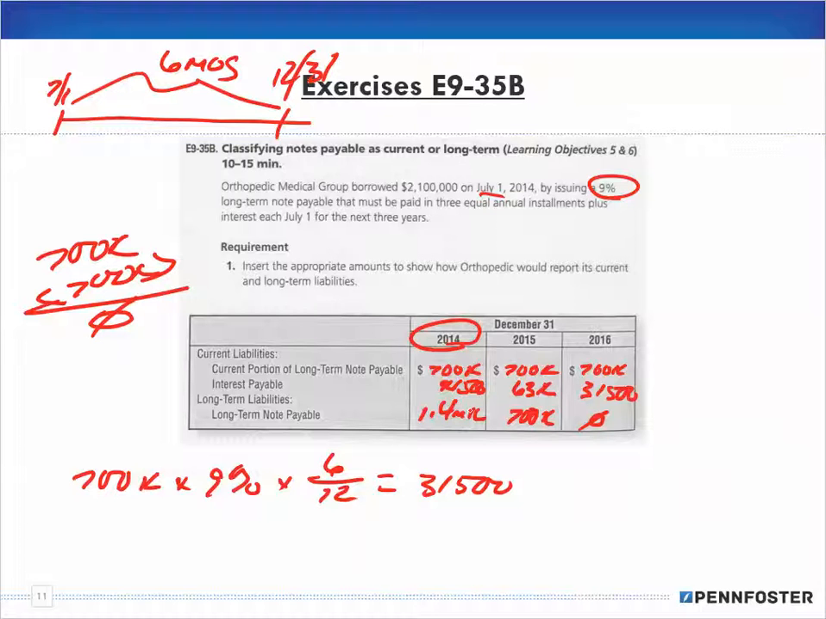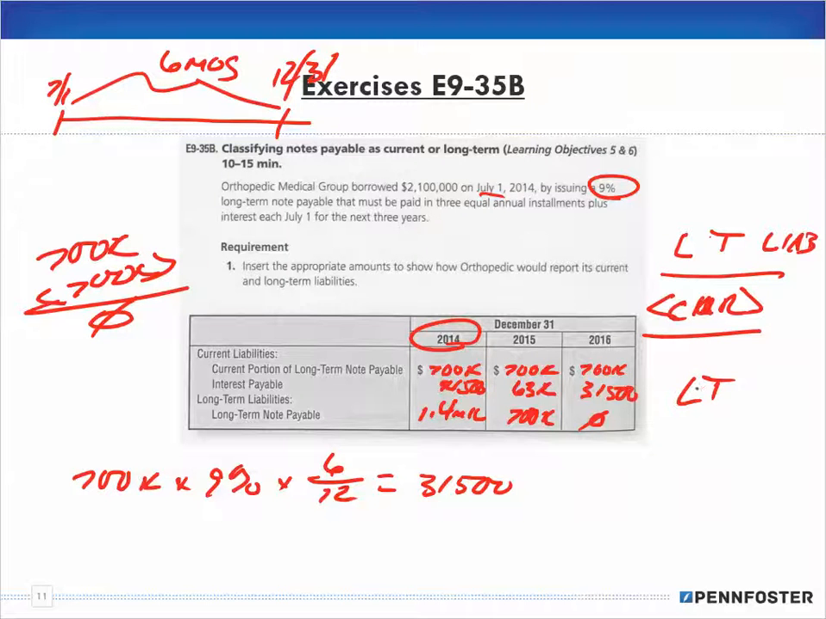What you need to know is the idea that when you have long-term liabilities, especially on the liability side of the balance sheet, you separate out the current portion. And when you separate out that current portion, that gives you the net amount for the long-term portion.